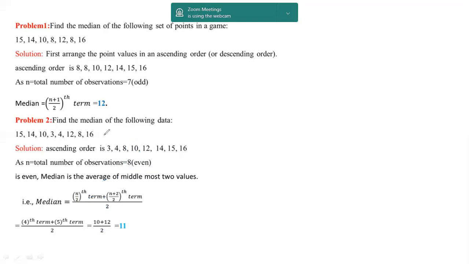In a simple way, we can say it like this also: if the number of observations is odd, we make them in order, either ascending or descending, and whatever the middle term is, we take that as the median. If the number of observations is even, as in the second example where eight observations are there, make them in order, either ascending or descending, take the middlemost two values and take the average of the two values, which gives the median.